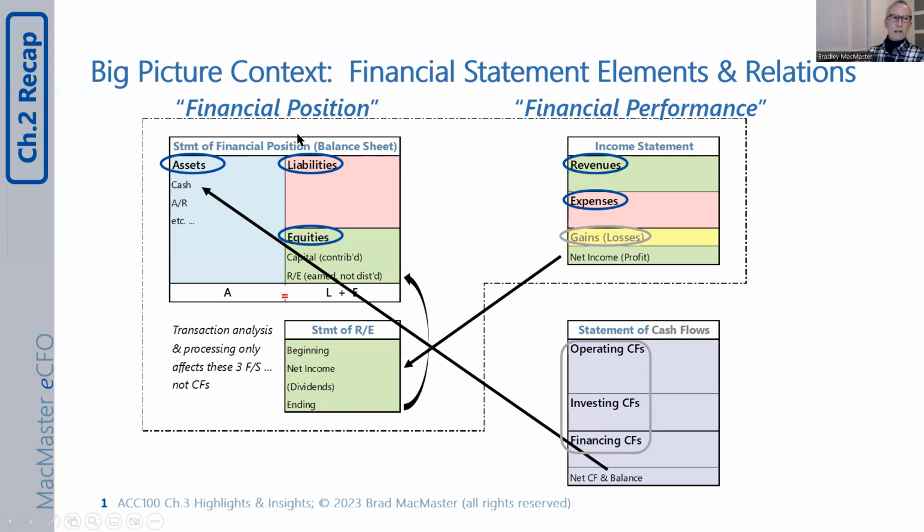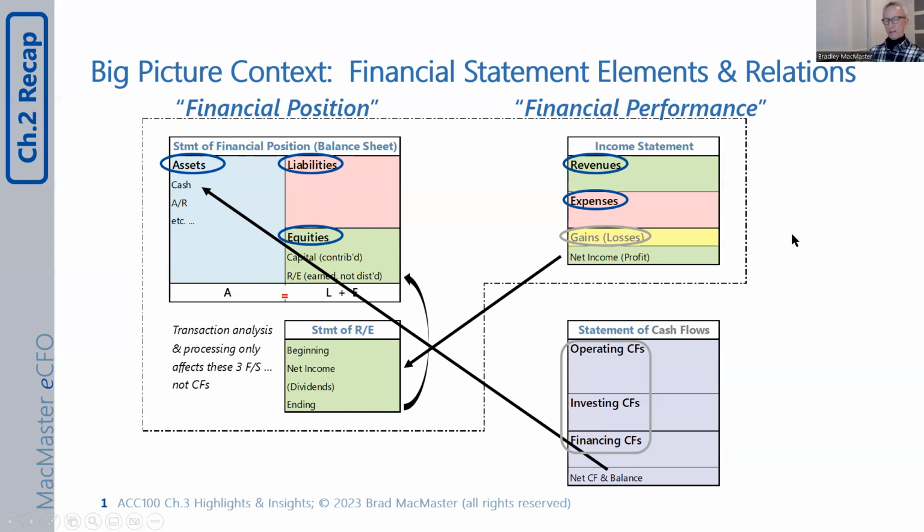In order to evaluate and assess financial position, the 2 statements that contain information for that purpose are the statement of financial position, also called the balance sheet, and the supporting statement of retained earnings, which is just a continuity schedule that helps to prepare the ending balance of retained earnings for presentation as one of the 2 major components of equities. The balance sheet has 3 of the 5 financial statement elements that you must understand. Those are assets, liabilities, and equities.